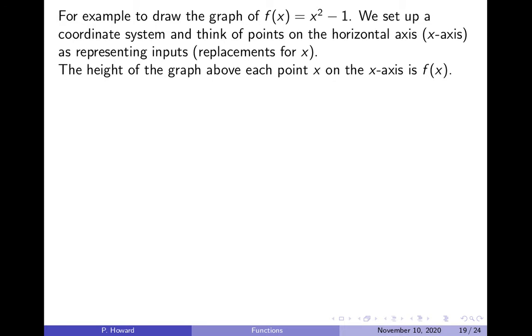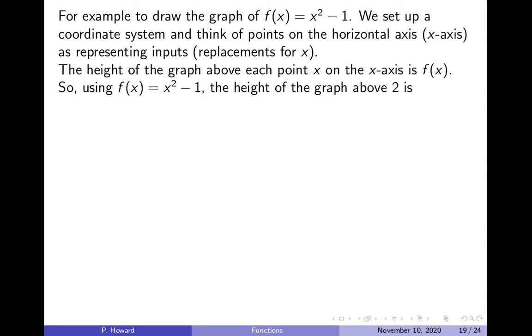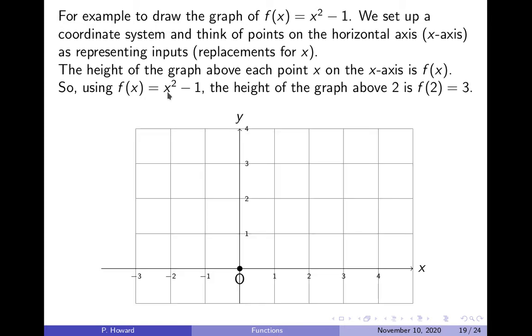To try a specific example, we'll stick with the function f of x equals x squared minus 1, and we will find the height of the graph above the number 2. So we're thinking of 2 as being an input. What is the height of the graph of this function above 2? It's the output corresponding to 2. It is f of 2, which is fairly easy to calculate. 2 squared minus 1 would be 3.